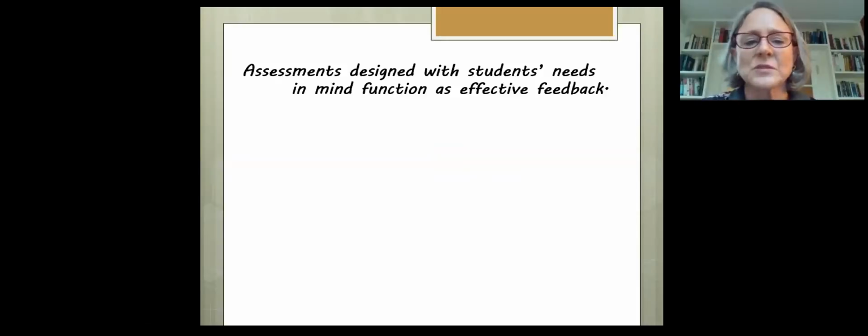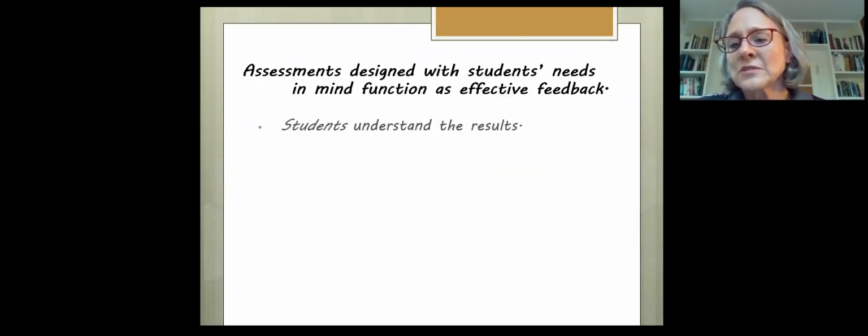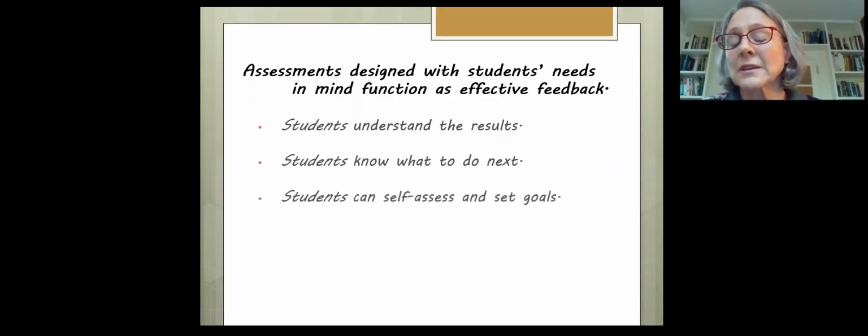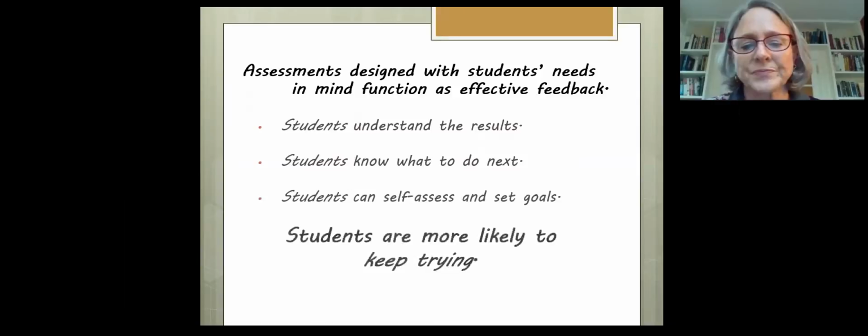Let's not forget the student. With assessments designed with students' needs in mind, the assessment itself functions as effective feedback, as you saw with this test. If the targets are clear to students and they have been practicing those targets, you've been teaching to the targets, then the test or quiz results themselves tell students what they're good at and what they need to work on. Students understand the results. Students know what to do next. They can self-assess and set goals. And they're more likely to keep trying.